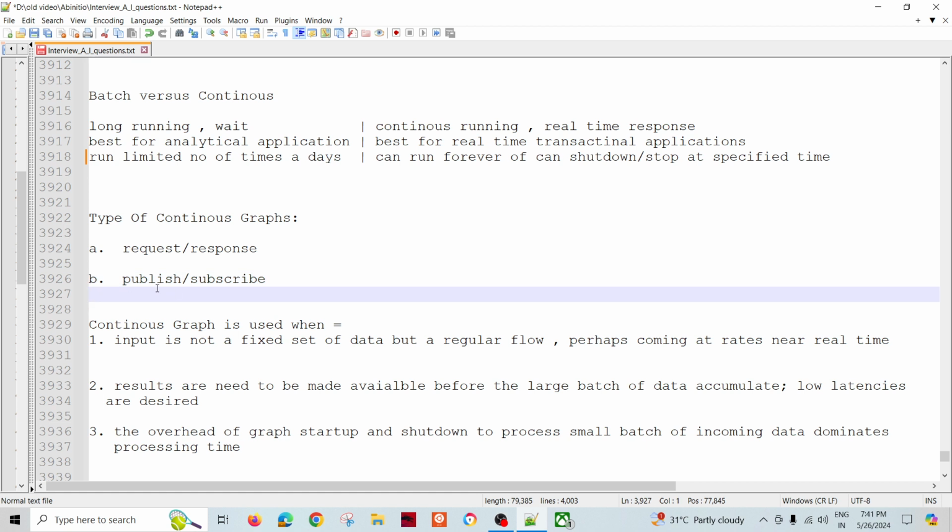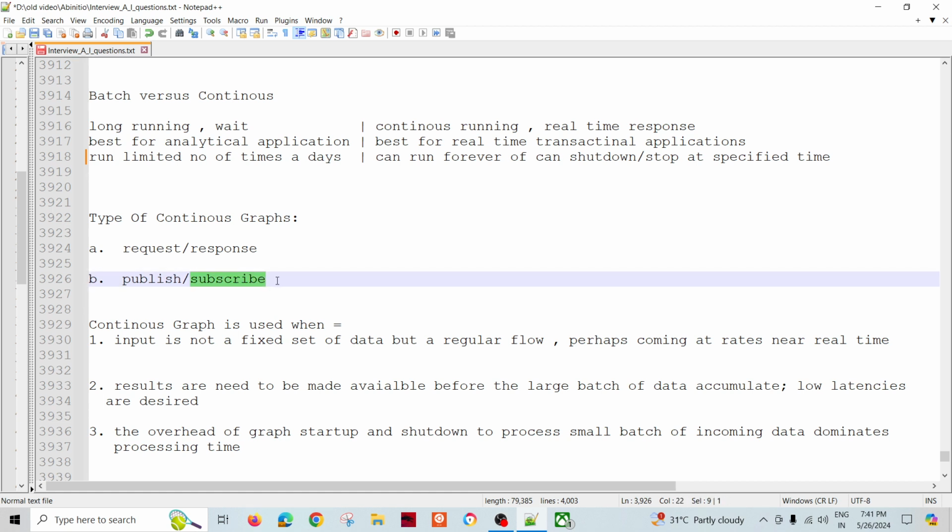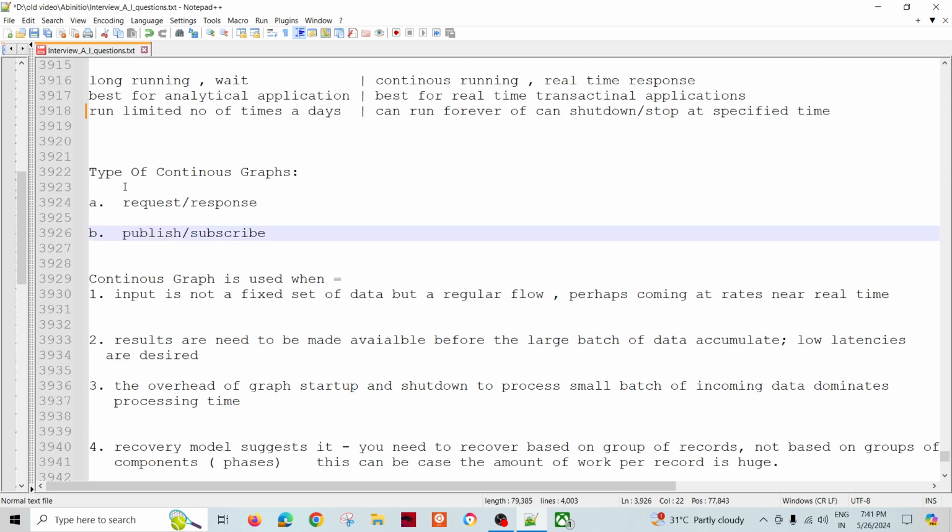So this is a kind of publisher-subscriber mechanism. The request can be subscribed and then processed, and then the response can be put in the form of a queue, or any other type, maybe in the file system if we can place the data into a file. So there could be two types of continuous graphs.